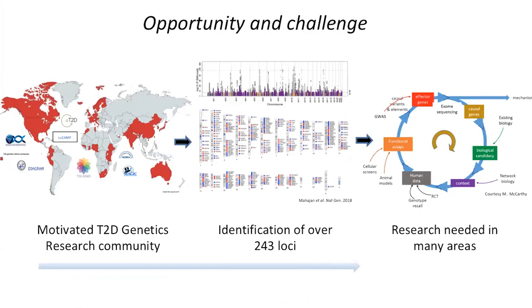And really, what the portal does is take advantage of an opportunity and challenge. Over the past couple of years, we've done a great job, I think, I can boast if I like, to bring together human genetic data from the diabetes genetics community and make it publicly available. As a result of that, and all the sequencing and genotyping studies going on, about 240 loci have been identified for type 2 diabetes.